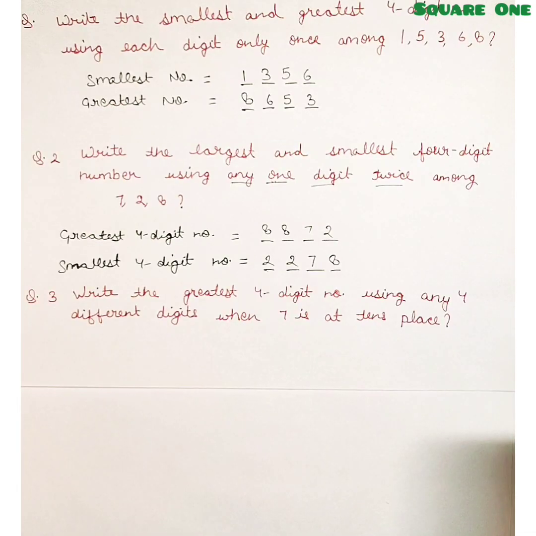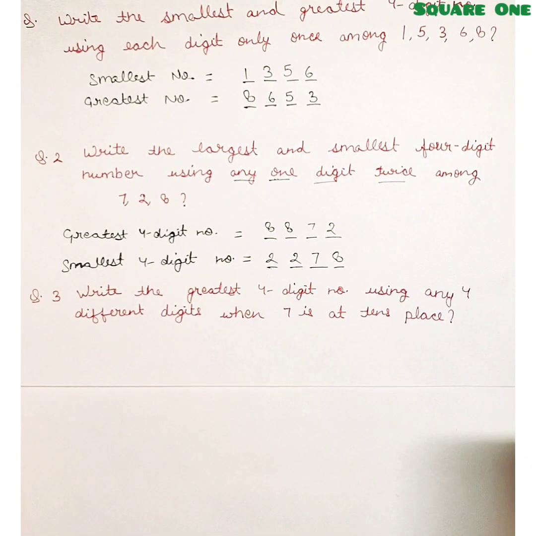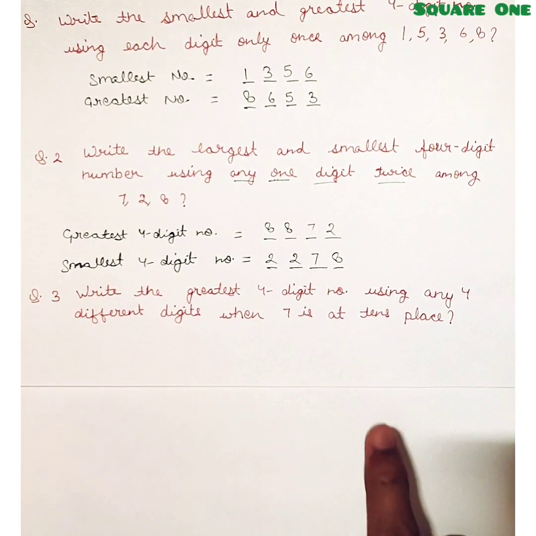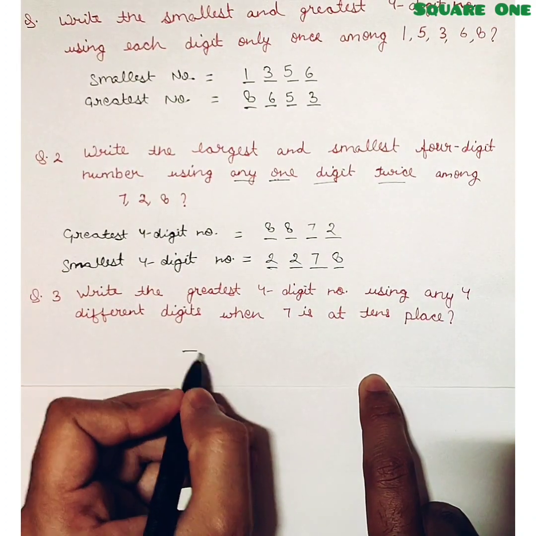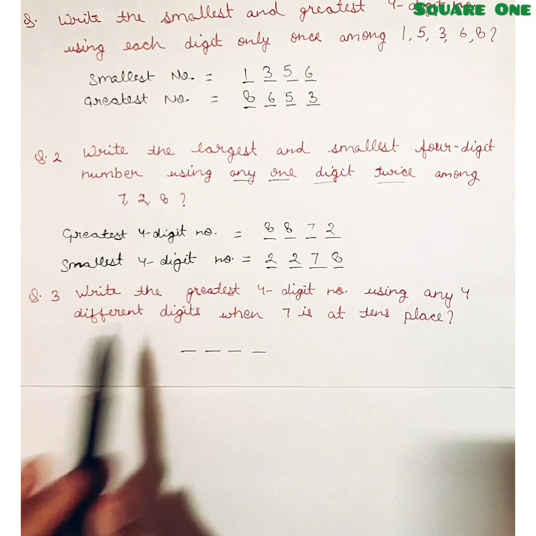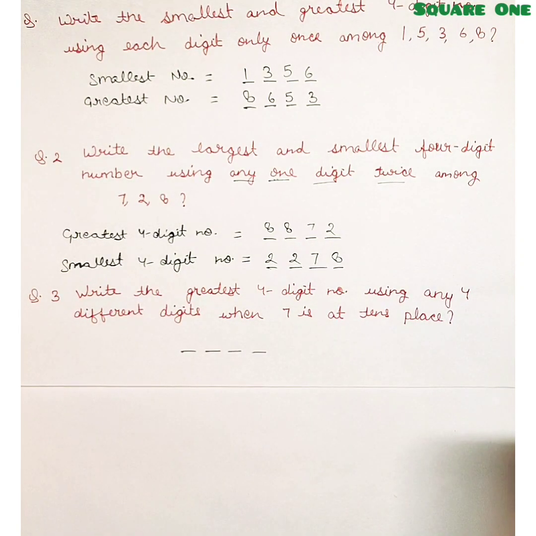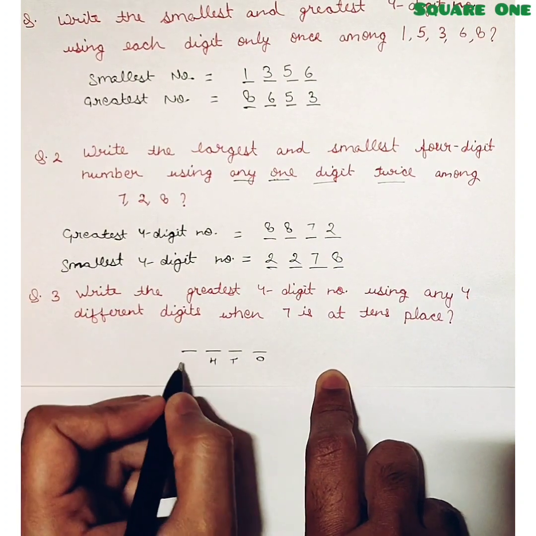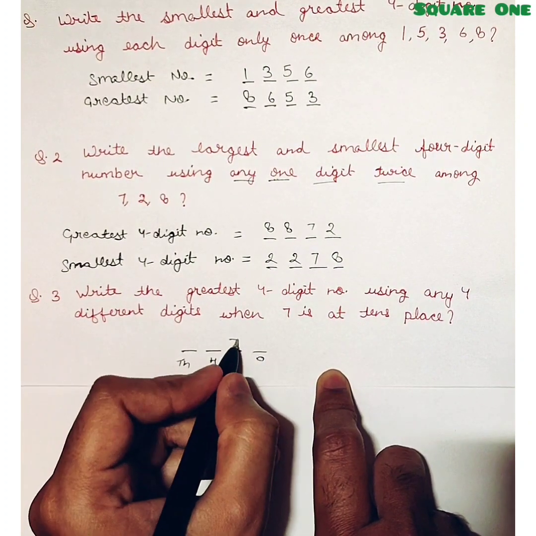The third type of question that we see in this topic is: write the greatest 4-digit number using any 4 different digits when 7 is at tens place. So now while forming our numbers, we have to make sure that all the conditions are met. So first we have to write the greatest 4-digit number. That means our number will have 4 digits. We can use any 4 different digits, but the condition is that 7 must be at tens place. So let us first write the place names. 7 must be at tens place. So I have written 7 at tens place.